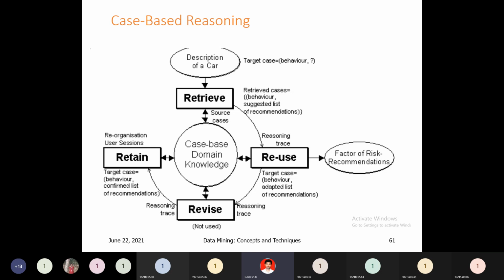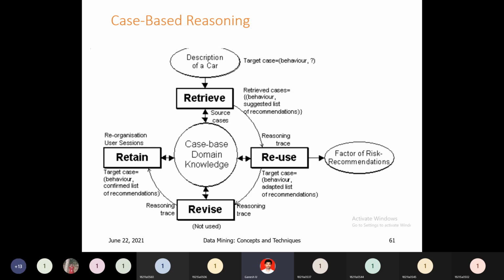Retrieve. The first is retrieve. Next reuse, next revise, next retain. This is a cycle process that you follow in case based reasoning. The 4 R's: retrieve, reuse, revise, retain. This is the process you follow to do classification using case based reasoning. First, retrieve is nothing but retrieving cases. You have to take the previous information, retrieve the past data. That is the first R.